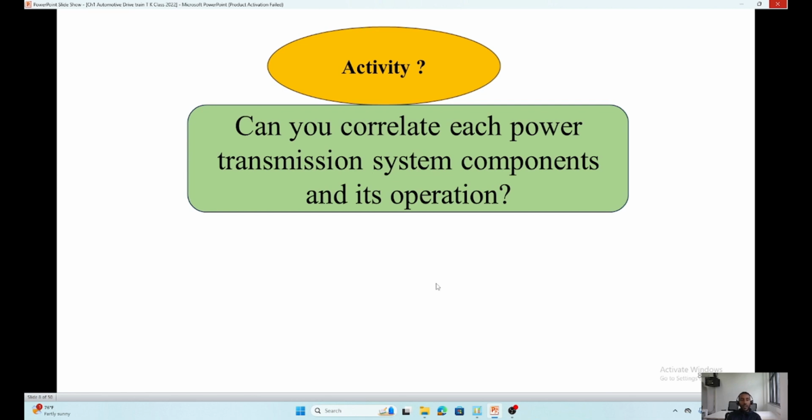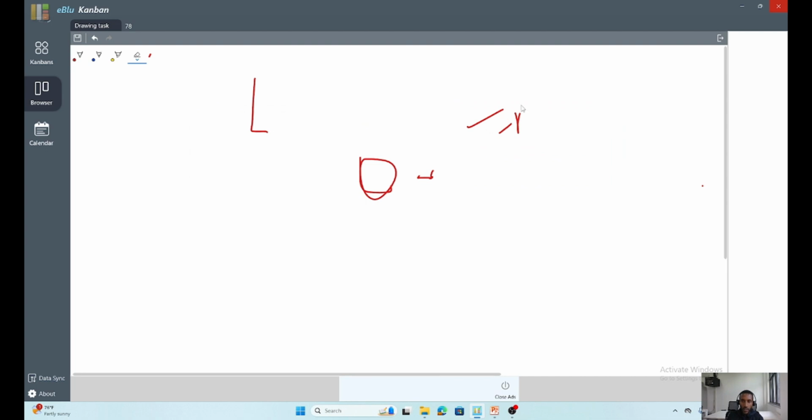Look, if I give you an activity to correlate these four things, the mechanical, electrical, hydraulic, and pneumatic power transmission, based on their system components and operation, you must be able to correlate these parts. How? I will show you the easiest way. Let's look at some schematic diagrams, and we will start from the electrical. For example, if I consider the electrical part, we will have some source. Maybe the source will be the battery.